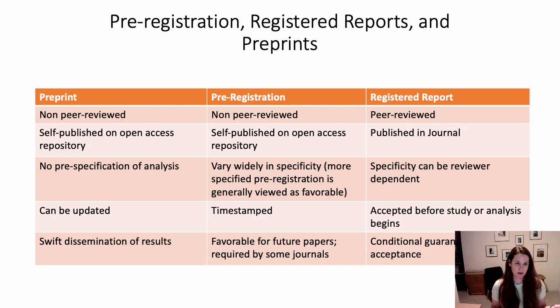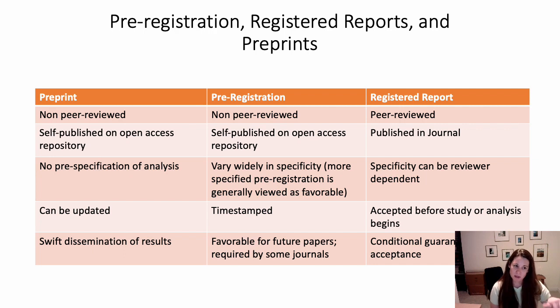I talked about this on the previous slides, but just to reiterate, preprints, pre-registrations, and registered reports are three terms that you are going to hear quite a bit when we're thinking about open science and rigor and reproducibility, and how to practice those, and what the tools are that we have for those. And this table puts in one place the similarities and differences across these three terms and what they mean.